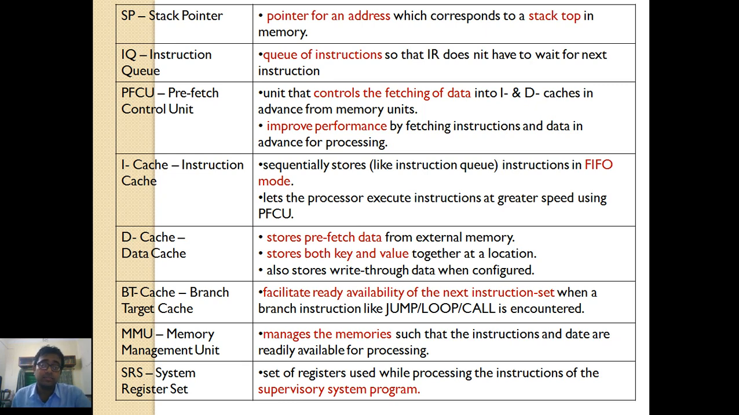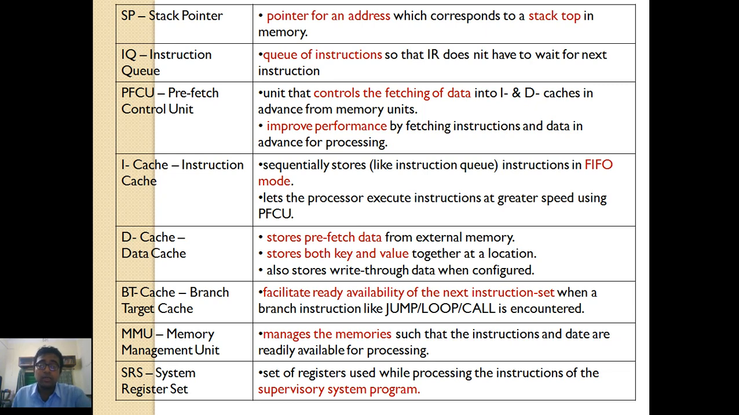Instruction cache. What is instruction cache? It sequentially stores instructions like an instruction queue, in first in first out order. It lets the processor execute instructions at greater speed using the prefetch control unit. Next is the data cache. It stores prefetched data from external memory, storing both key and value together at a location. It also stores write-through data when configured.